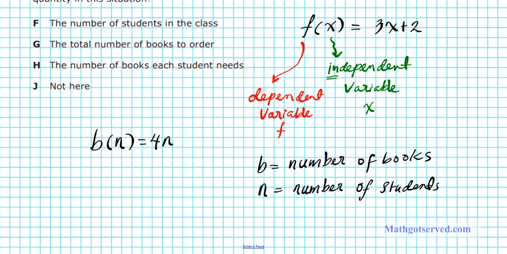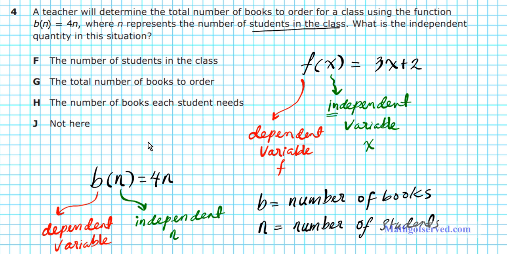Remember our notation here. The variable in the parenthesis is your independent variable. Okay, so the dependent variable is b. The number of books is dependent on the number of students, right? So this is the dependent variable, number of books, and this is our independent variable, number of students. All right, so which one is our correct answer? The independent quantity is option letter F, the number of students in the class.